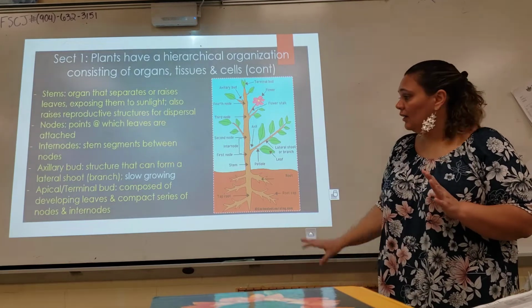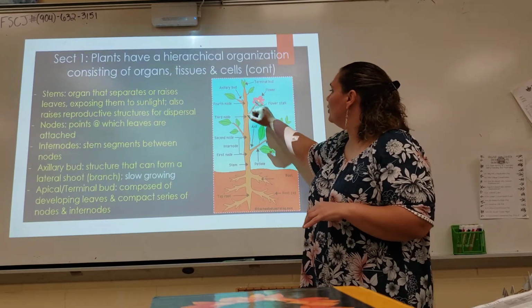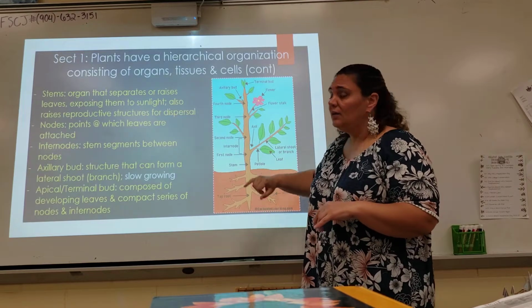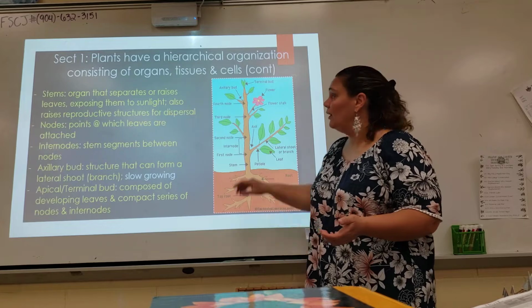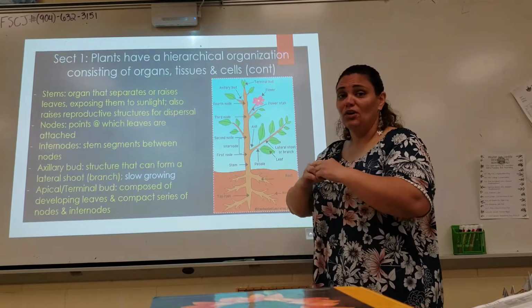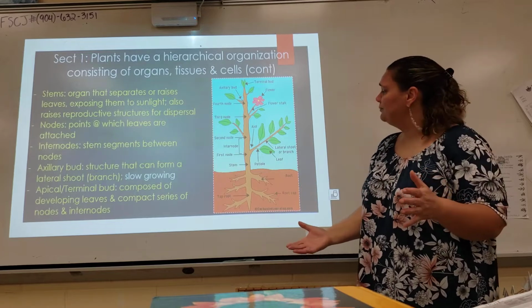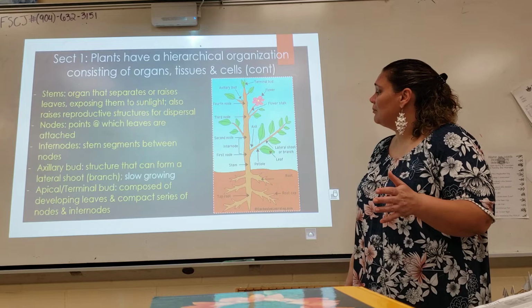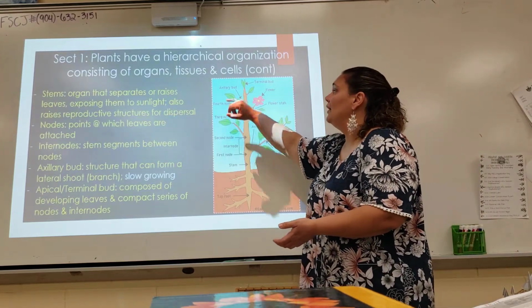Composed of developing leaves and compact series of nodes and internodes. Your terminal bud is what you're going to end up having to cut right about now in order to be able to have new growth occurring. And then when you cut that bud, that's when it's going to cause what we call the pruning. That's going to cause all that new growth to occur and have all your new growth that's going to take off in the springtime.